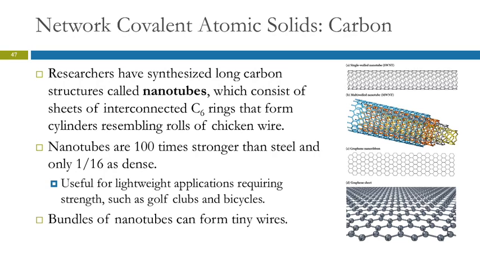These nanotubes are really strong. They're 100 times stronger than steel, but only 1/16 as dense. And so they're very useful for things where you want something to be strong and yet lightweight. Things like golf clubs, bicycles. Anytime you see a graphite golf club, they don't mean the slippery stuff in the pencil lead. They mean nanotubes, carbon fibers as well.